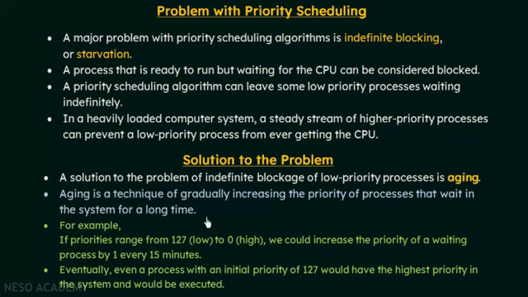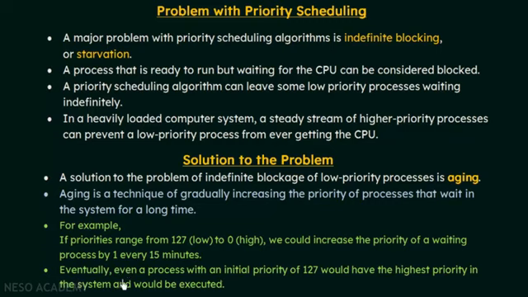Let's say there is a process with a very low priority, the lowest priority of 127, and it is waiting, and there are many high priority processes coming and using the CPU, and this process is just waiting and waiting and waiting. After every 15 minutes, we are going to increase its priority. In this case, increasing means this value has to decrease. 127 will become 126, and after the next 15 minutes, it will become 125, and after the next 15 minutes, it becomes 124, and so on. So after every 15 minutes, we are increasing the priority by 1.